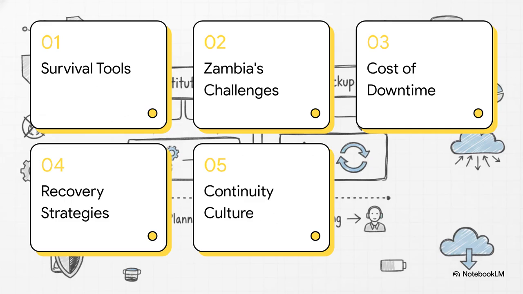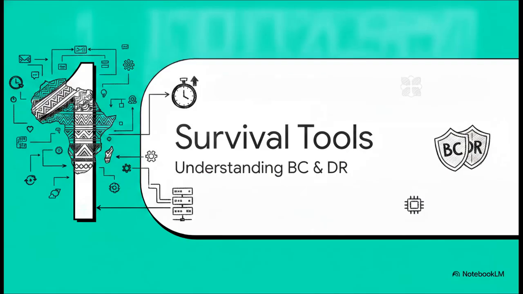So to unpack this survival toolkit, here is our roadmap for today. We'll be covering 1. The survival tools, 2. Zambia's unique challenges, 3. The true cost of downtime, 4. Disaster recovery strategies, and finally, 5. Building a continuity culture. All right, jumping right into Section 1, the survival tools, understanding BC and DR.